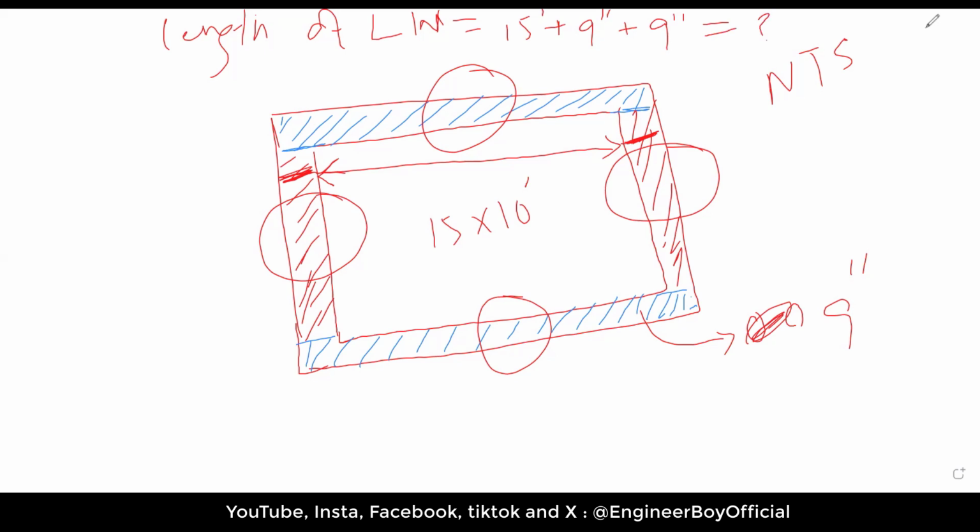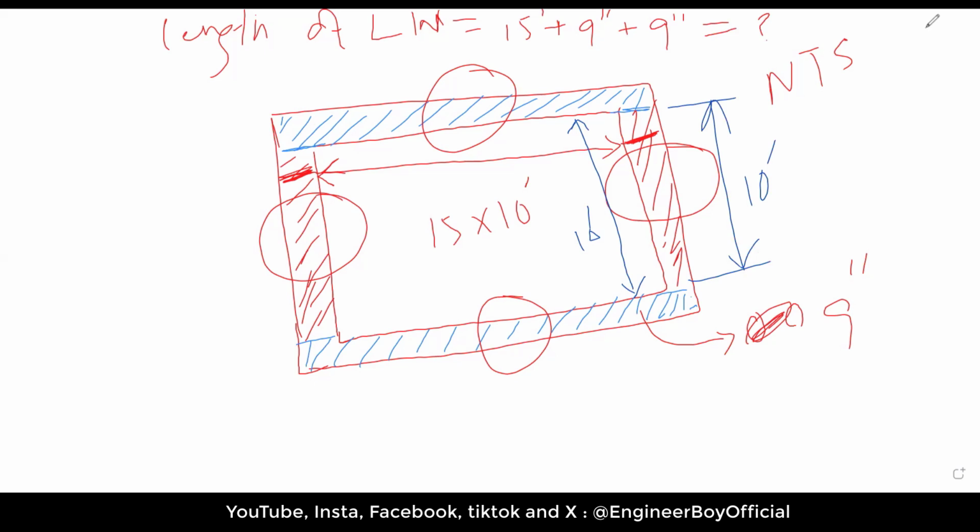Now the short wall remains the same. The short wall is just from this point to this point, and it is just 10 feet. So this is the basic concept of determining the length for the long wall and the short wall.